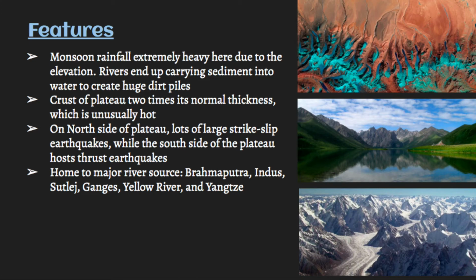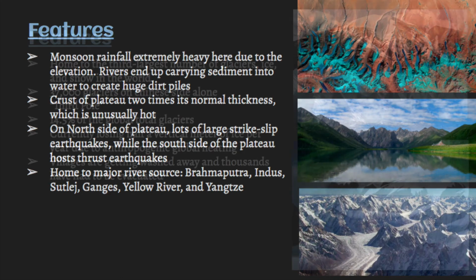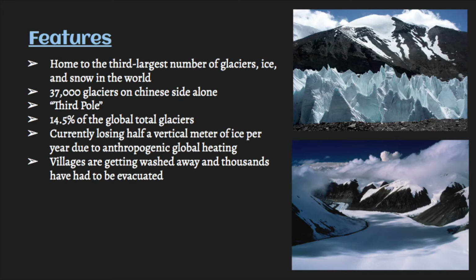Something interesting also is that because of all this activity happening below the surface, a lot of precious minerals are being pushed to the surface a lot faster than they normally would be, which is pretty interesting. It is also home to the 3rd largest number of glaciers, ice, and snow in the world, and it is sometimes called the 3rd pole due to its vast water resources.